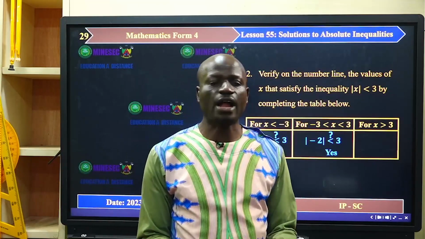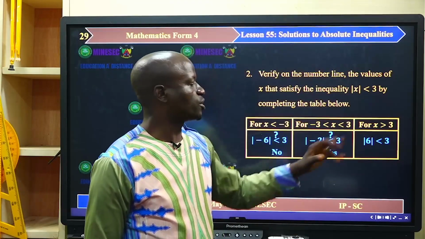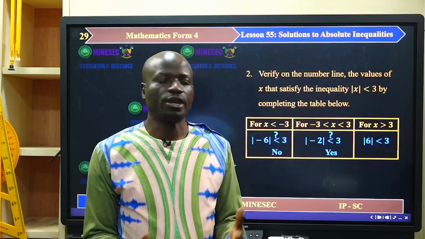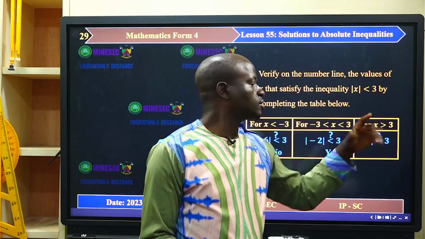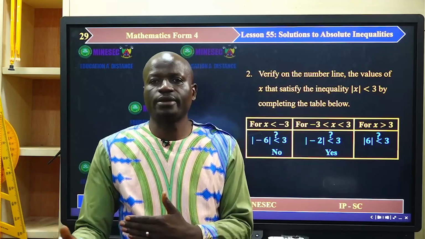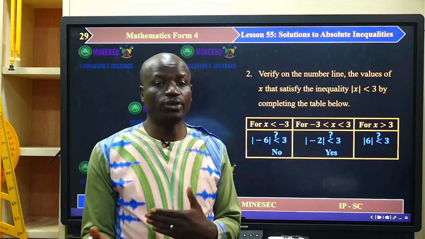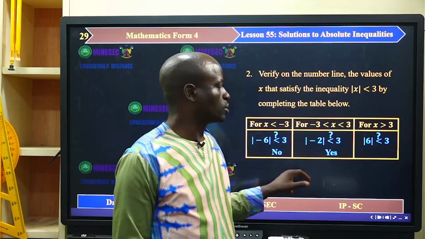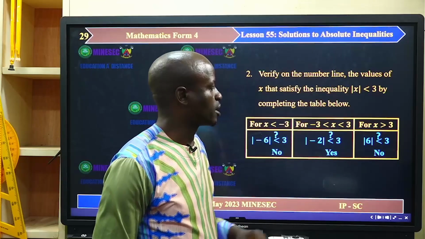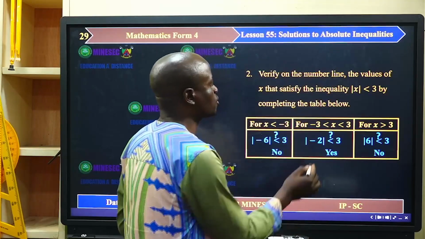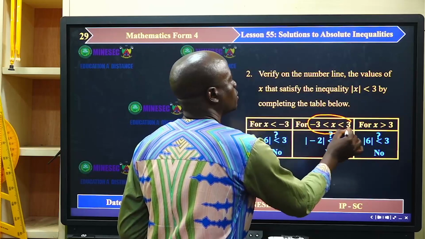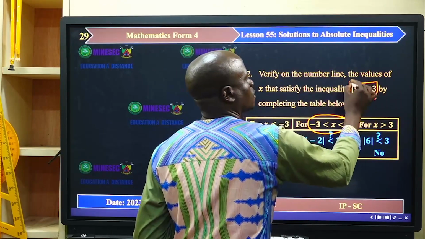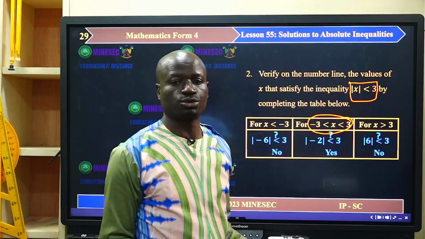Let's take now a value greater than 3. We take 6. The absolute value of positive 6 is still 6. But the question now is, is that absolute value less than 3? And we know that 6 is not less than 3. So it means that inequality is not correct. So this is the only set of values of x that will satisfy this inequality. These other ones, it will not be true. It will not hold.